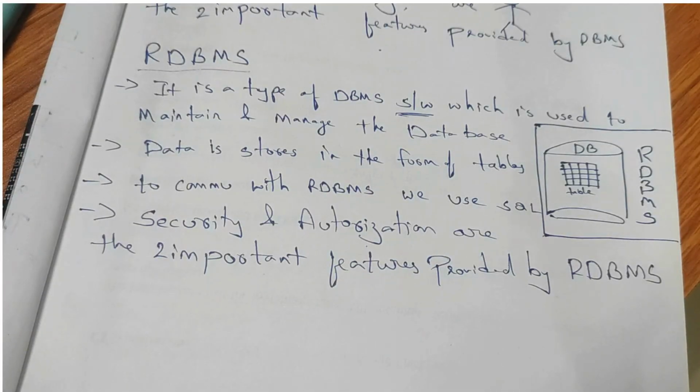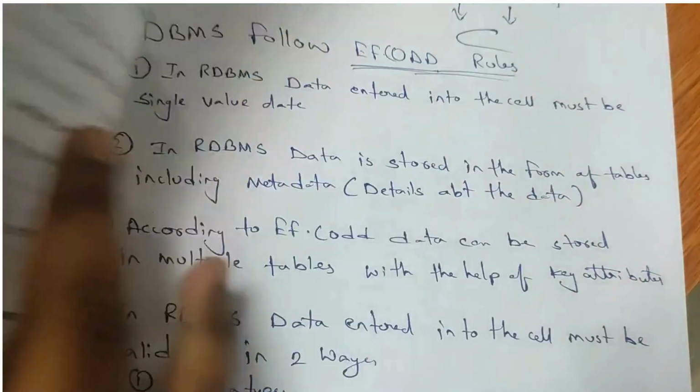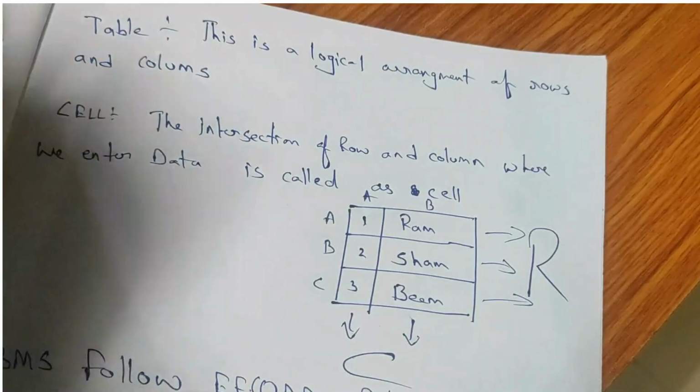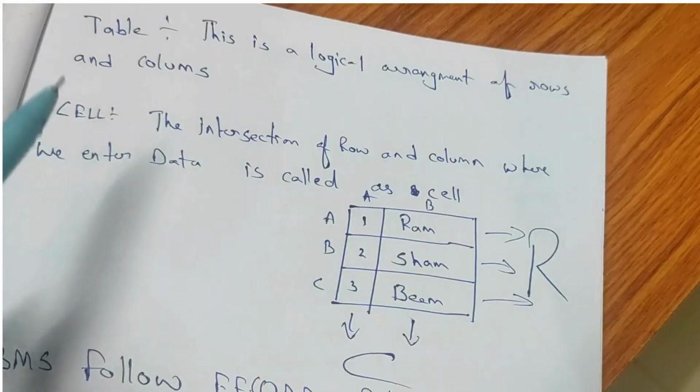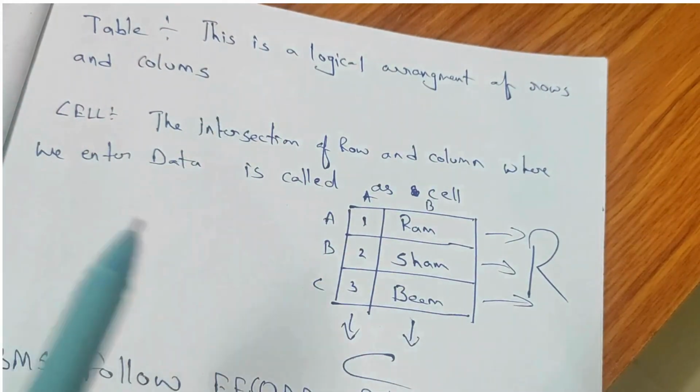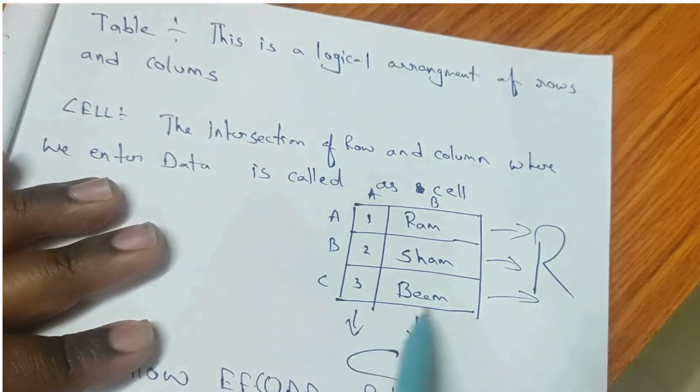We have finished learning RDBMS and DBMS. Now we'll be learning about what is meant by a table and what is meant by a cell. So here, a table is nothing but a logical arrangement of rows and columns. So this is a table.